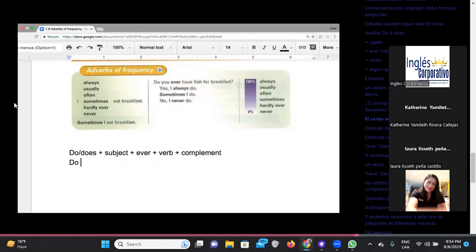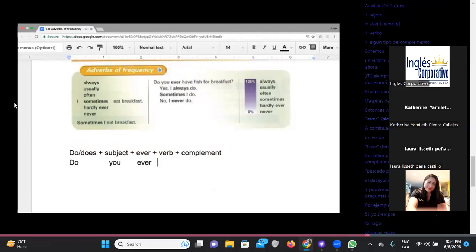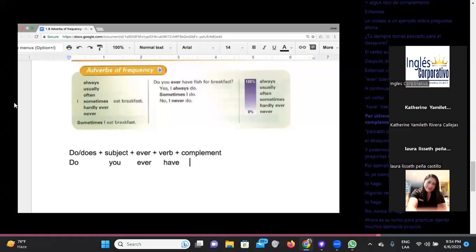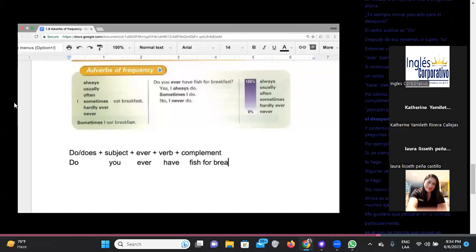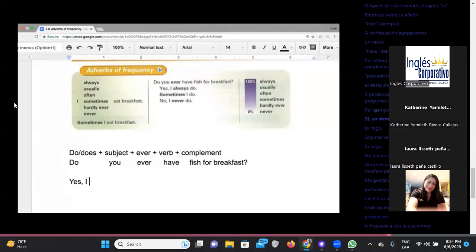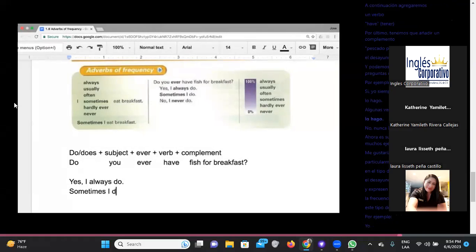The auxiliary verb is do. After that, we have the subject, you. Then we will add ever. Next, we will add a verb, have. Finally, we need to add a complement, fish for breakfast. And we can answer this type of question in different ways. For example, yes, I always do. Sometimes I do. No, I never do.